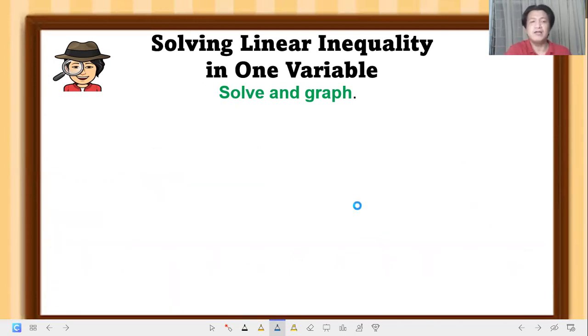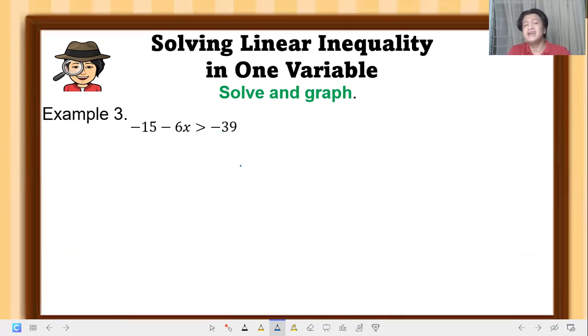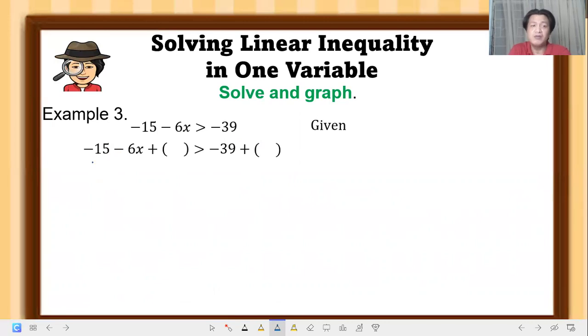Okay, another example natin. Dito naman, negative 15 minus 6x is greater than negative 39. That's the given. Okay, you are going to apply the addition property of inequality by adding both sides of the inequality by the additive inverse of the constant term. Ano ba yung constant natin? Yun yung negative 15. Ang opposite niya, that is the positive 15. Kaya mag-add ka on both sides of the inequality.